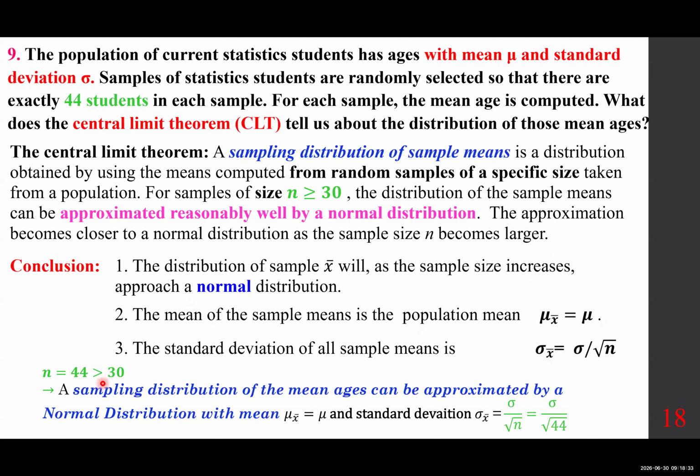In this example, since n is 44, which is larger than 30, the sampling distribution of the mean ages can be approximated by a normal distribution with mean mu of X bar equal to mu and standard deviation sigma of X bar equal to sigma over square root of n, or sigma over square root of 44.